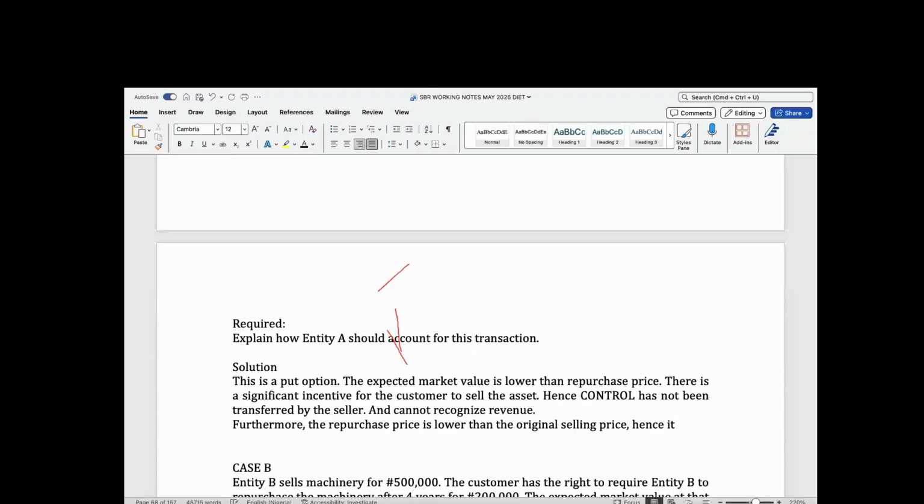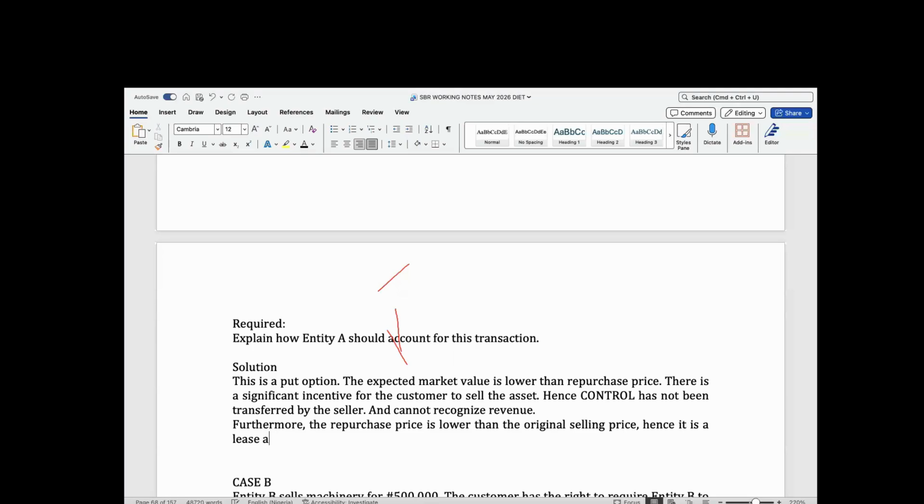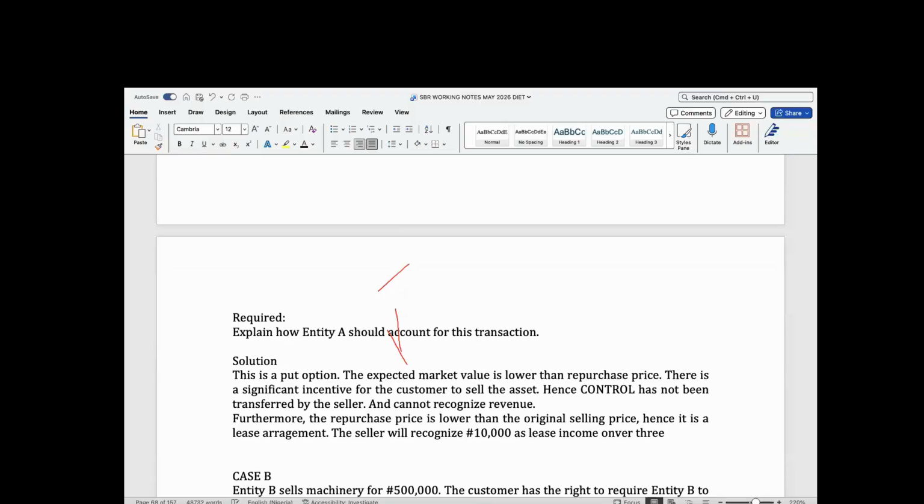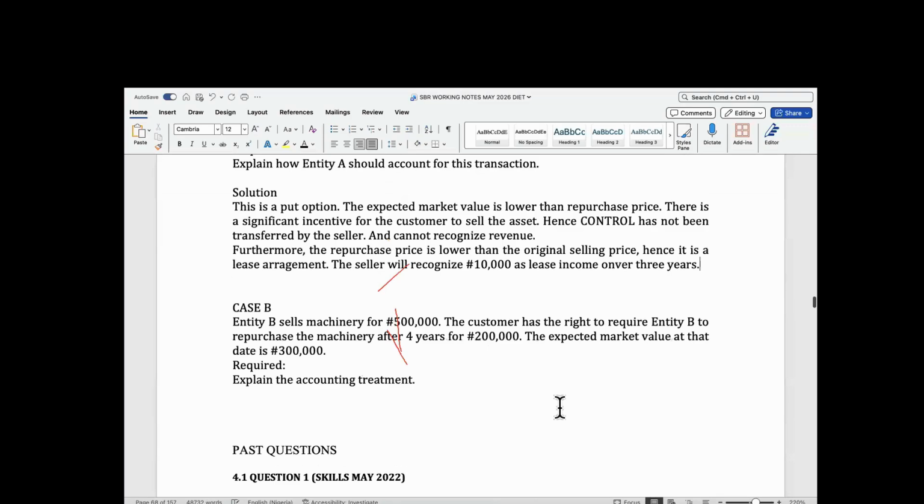Hence, is this a loan or a lease arrangement? It is a lease arrangement. So how much would the seller recognize as lease income? 10,000. As lease income over how many years? Over 3 years. So we had already analyzed this before now.